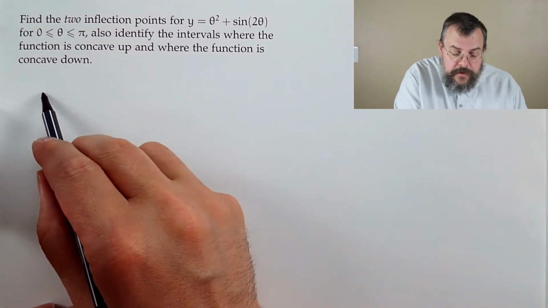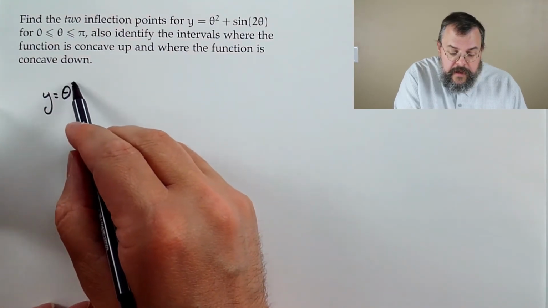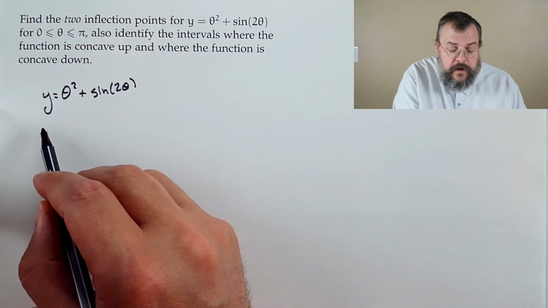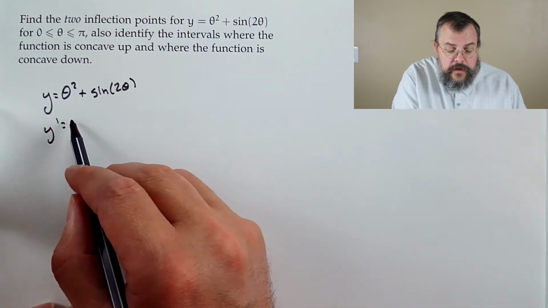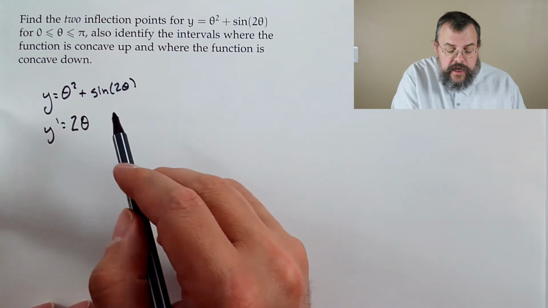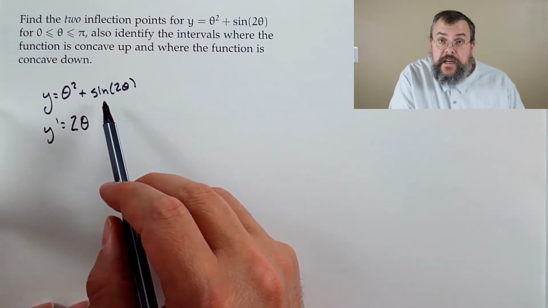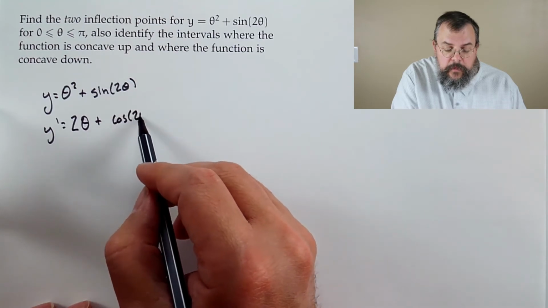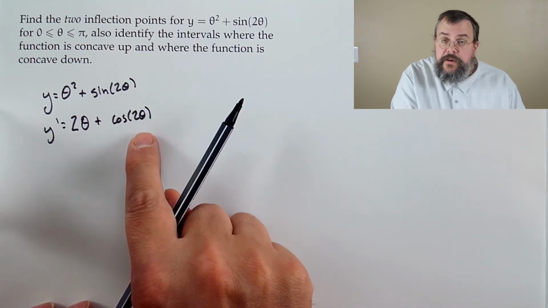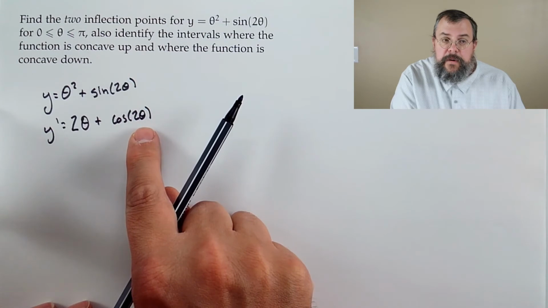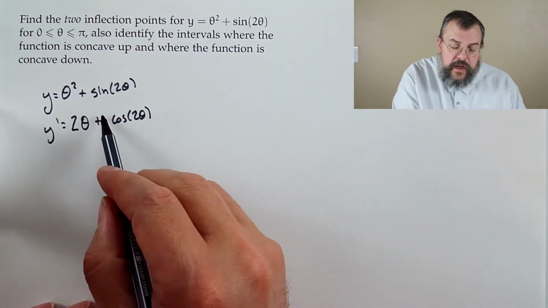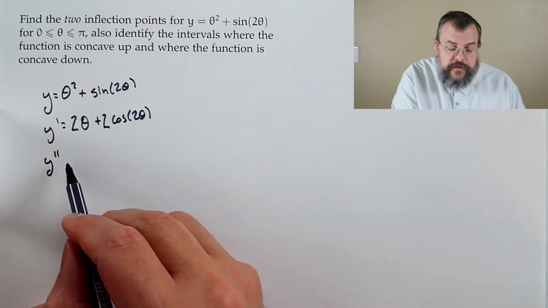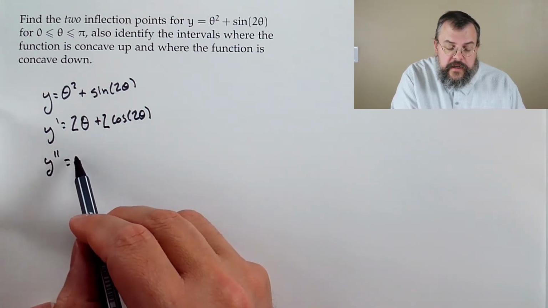So what do we do? Well, we take two derivatives, right? So we have our function, our first derivative. Well, derivative of theta squared is 2 theta. Derivative of sine is positive cosine. And then we have to do the chain rule. So don't forget to multiply by the derivative of the inside, which is a 2. Now we go to our second derivative. Derivative of 2 theta is 2.